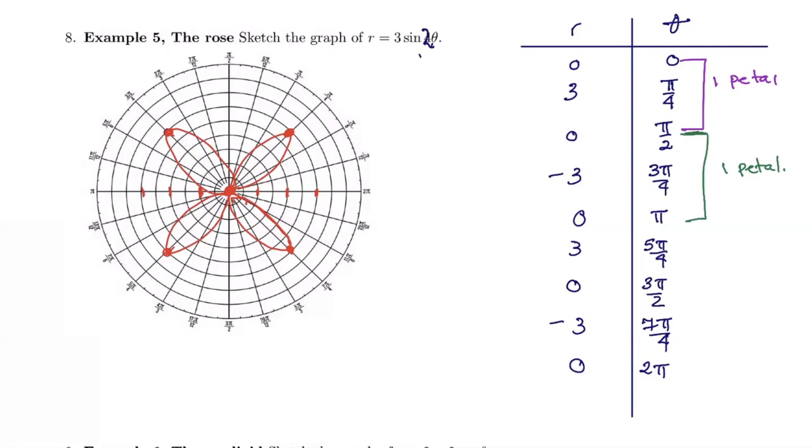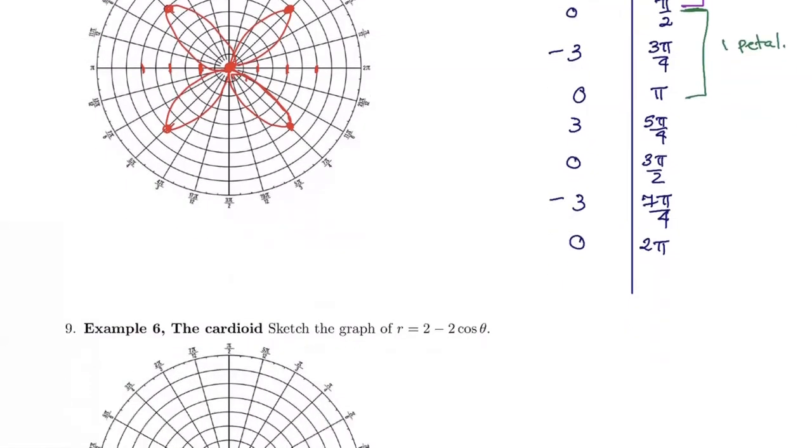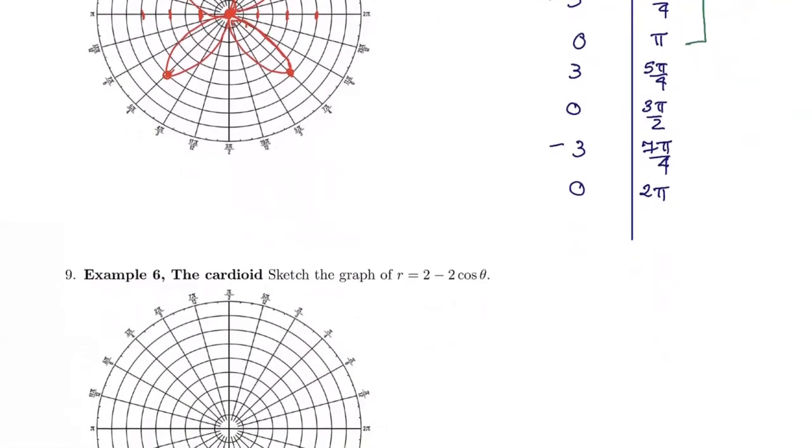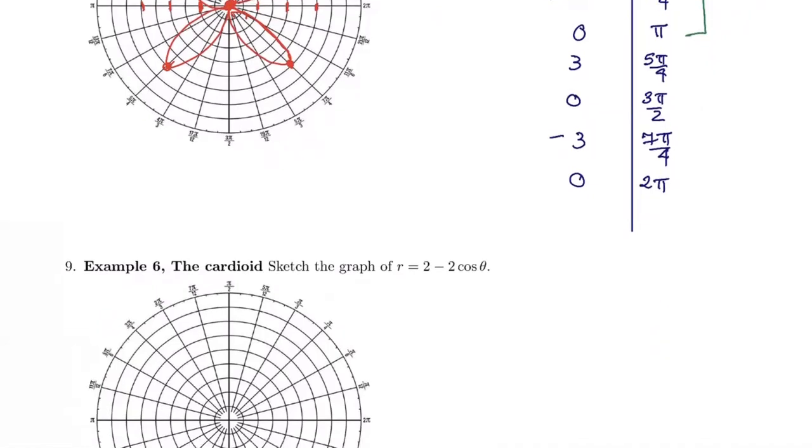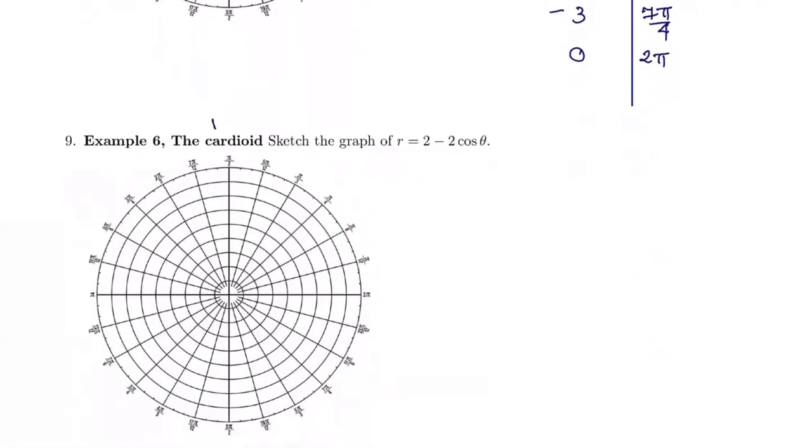Another graph that's going to be making a featured appearance in the last part of our course is something called the cardioid. And you see the word cardiac almost in there, cardio, heart. So this is supposed to have a heart shape.